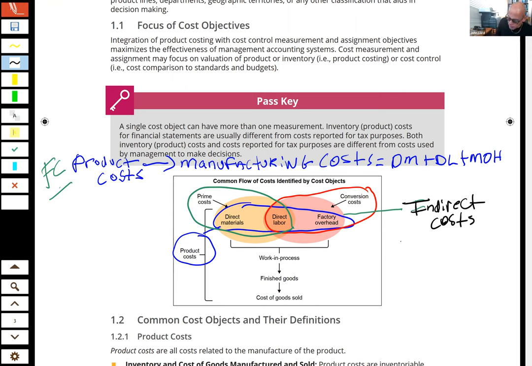And when we talk about indirect costs, and some of it is easy, we have what? We have indirect materials.